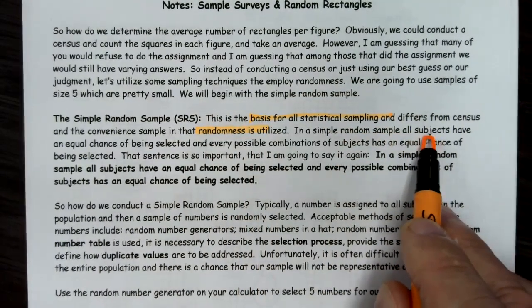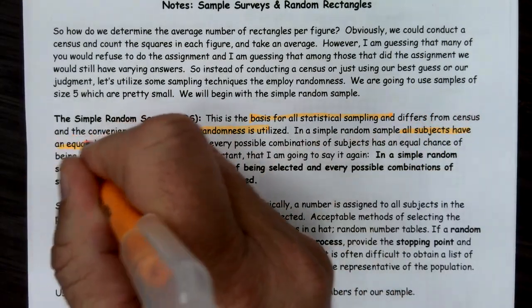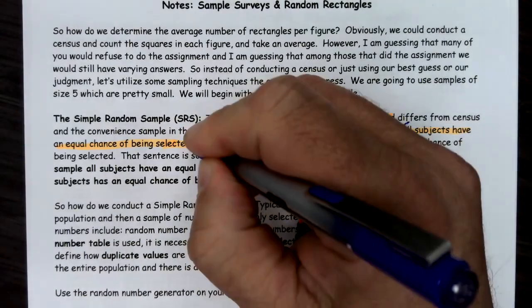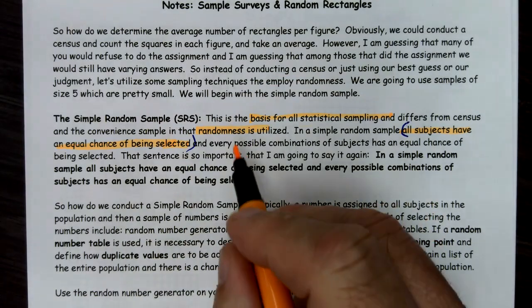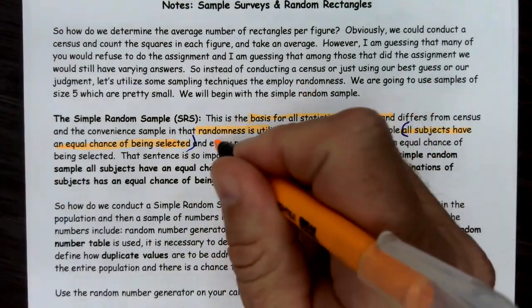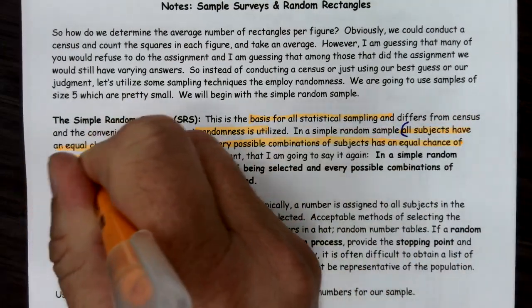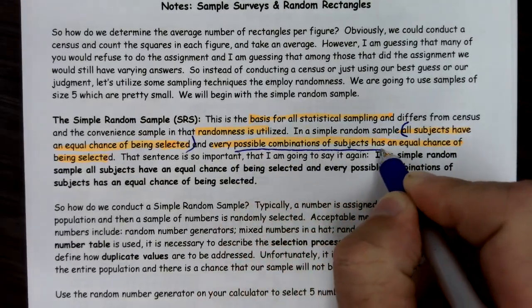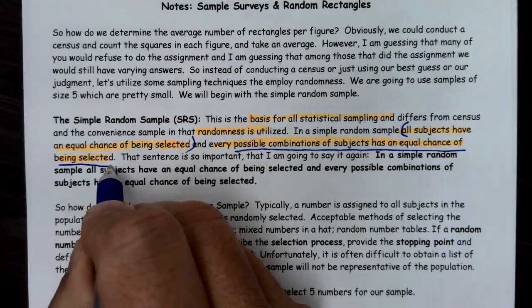In a simple random sample, all subjects have an equal chance of being selected. Actually, that should be true for all types of samples that involve randomness. So this bracket right here is typical of all random samples. However, this next part, and every possible combination of subjects has an equal chance of being selected, is only true for the simple random sample.